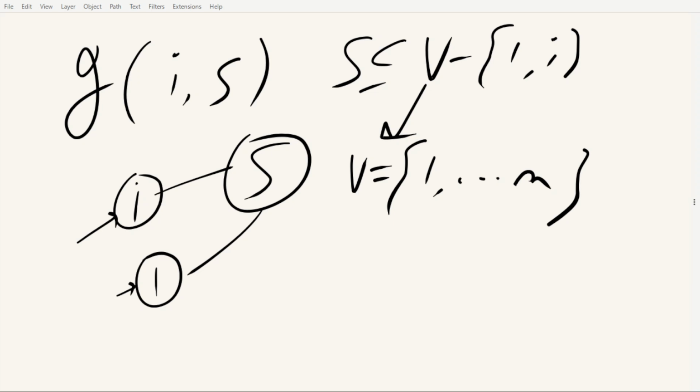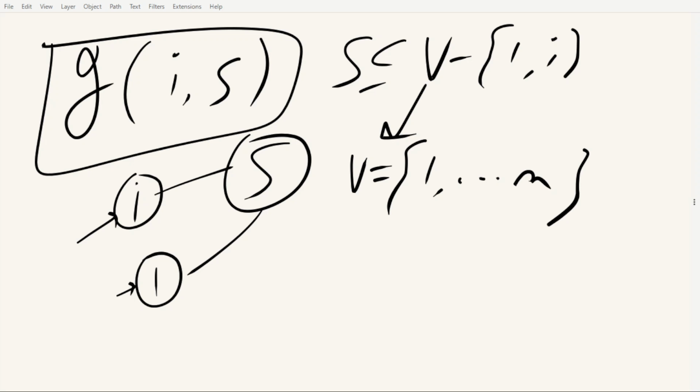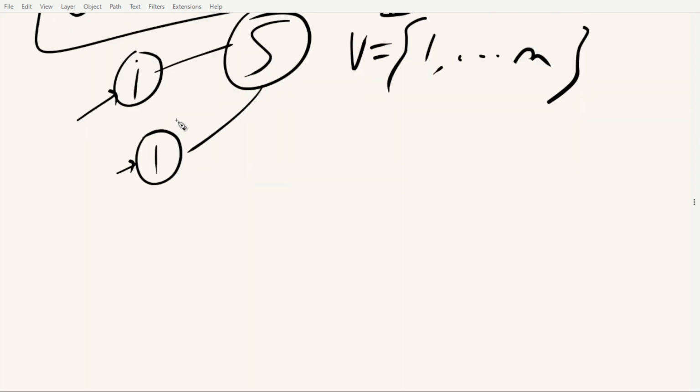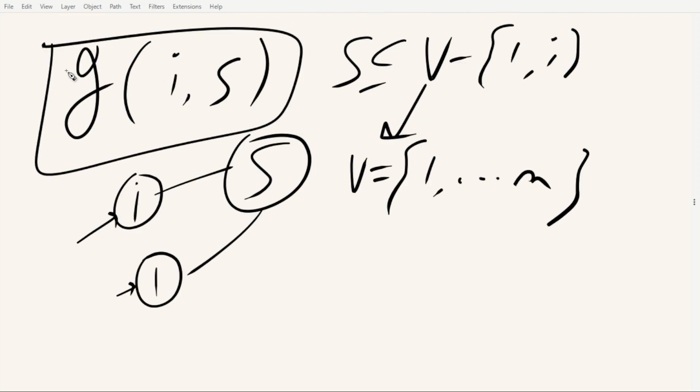So the traveler starts from city i and tours through the intermediate cities in S, and comes back to 1. The total distance traveled we denote by g(i, S). Now how can we find g(i, S)? First we consider the original problem, and the idea is very similar. It also applies to the general g(i, S).